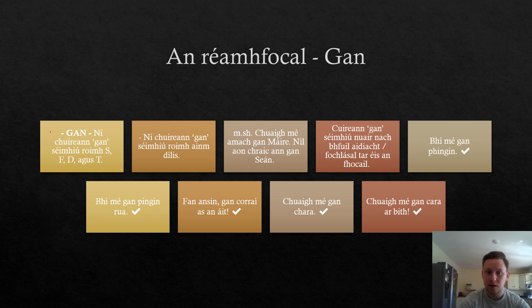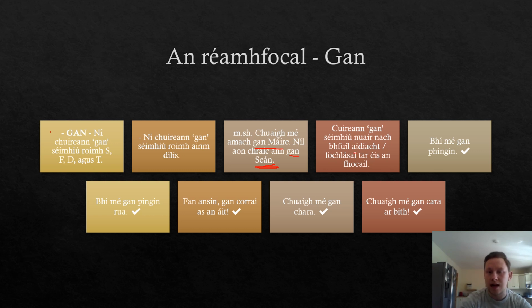No fact. An example of that would be: chuaigh mé amach gan Máire. Okay, so we see here there is no Séimhiú on Máire. Gan Máire. Níl craic ar bith gan Seán. So I went out without Máire. There's no craic without Seán. No Séimhiú. So again, even though it begins with an M, it's treated like an S because it comes before a name, an Irish name: gan Máire, no Séimhiú. Gan Seán, no Séimhiú.